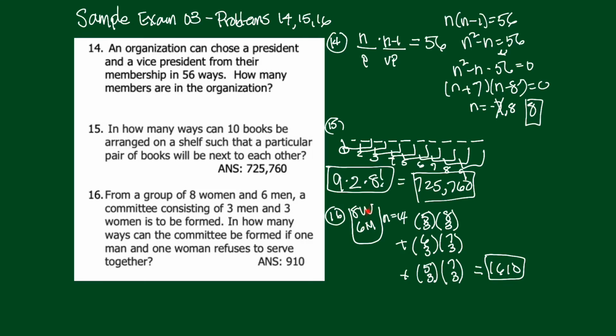So 8 women, 6 men. Take the man out. So now there's 5 men, choose 3 of them. Out of the 8 women, you still can choose 3, right? Now, what about here? Leave the man in, take the woman out. So there's 6 men, choose 3. You've taken the woman out, so now choose 3 out of those 7. And the last one, we'll take both of them out. So take out the man, there's 5 left, choose 3. Take out the woman, now there's 7, choose 3. And if I compute it correctly, I'm getting 1610.